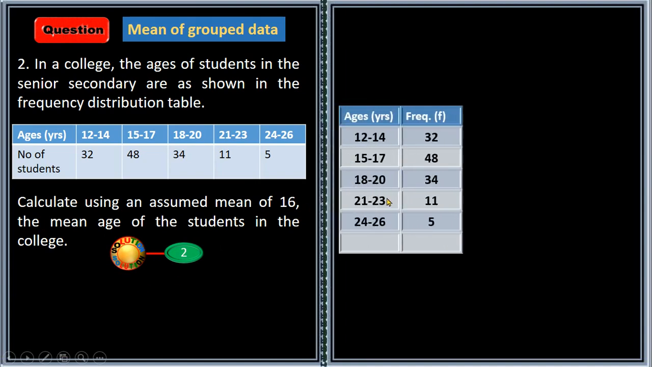We bring the table. This is grouped data, and then we have the frequency. So what do we do? We first of all add all these to get the total frequency. Using a calculator, you add 32 to 48 to 34, 11, and 5. You are going to have 130. So the total number of students in this particular college is 130.